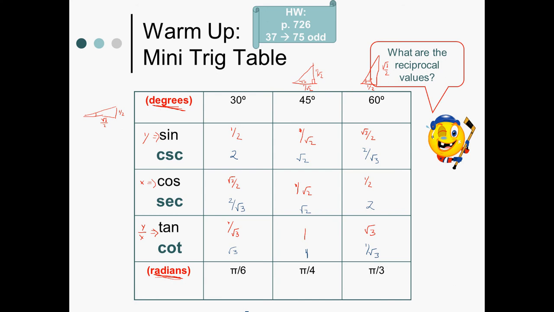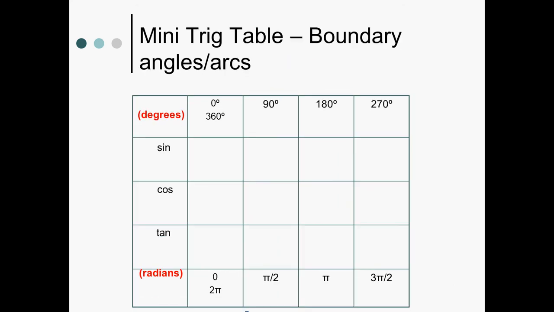Now, let's review our boundary angles and arcs. Remember, the boundaries are the positive and negative x-axis, as well as the positive and negative y-axis. Those are our boundaries. 0 degrees and 360 goes with 0 radians and 2 pi radians.